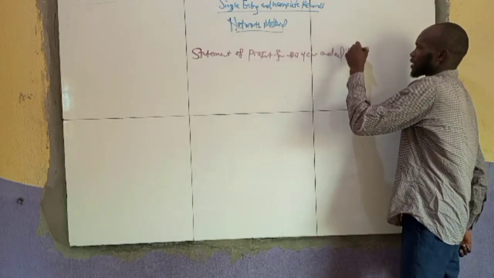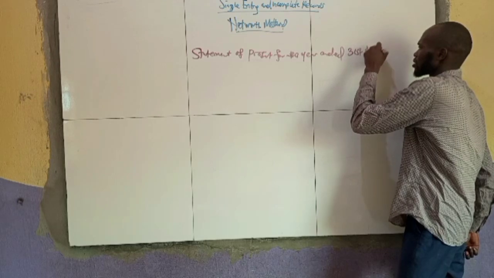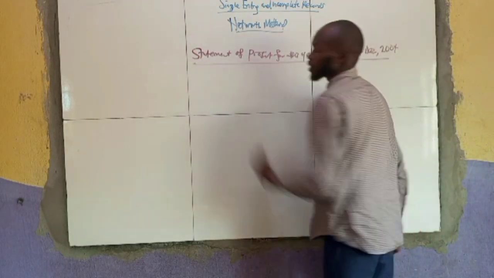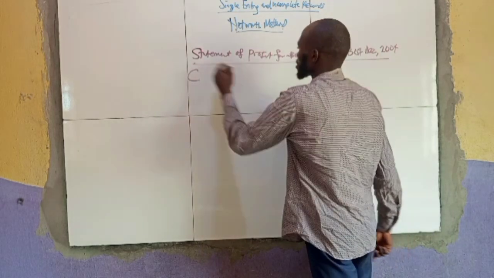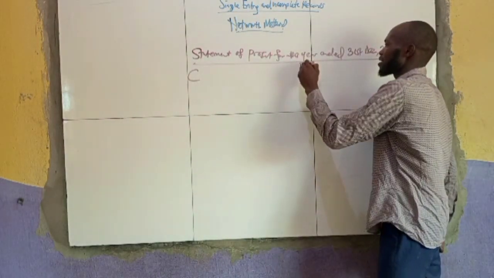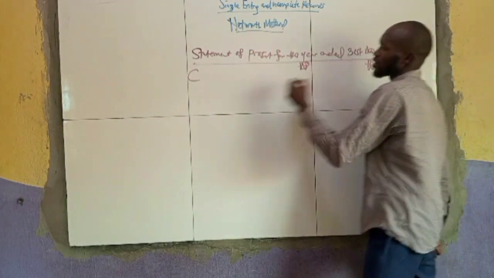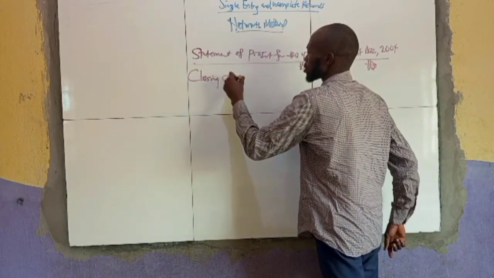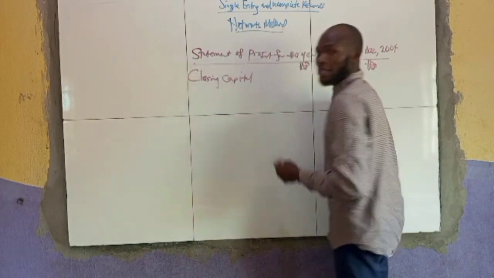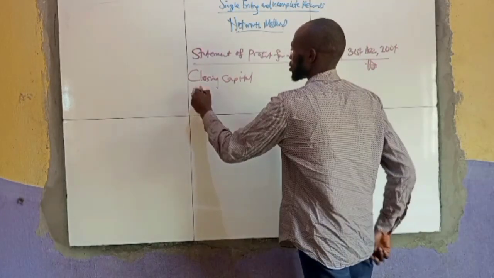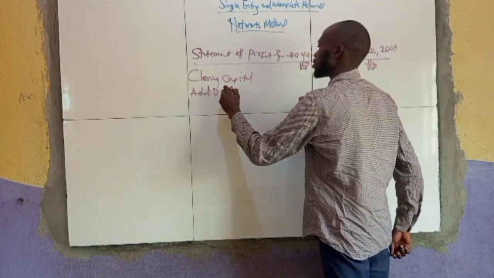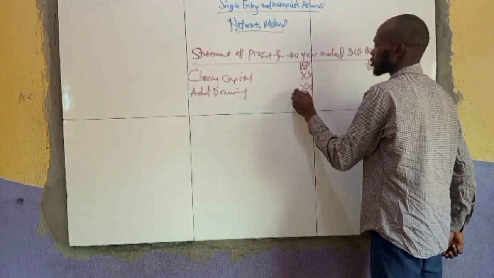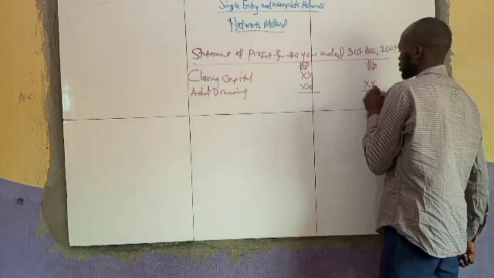So the month 31st December 2004. So the first thing we are going to have is what? The closing capital. Let's not forget the currency sign. Never. We start with closing capital. Then we add drawing. Closing capital, add drawing. The total will be brought to this side.